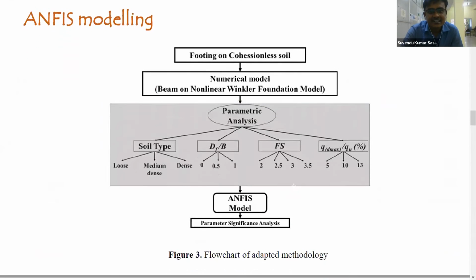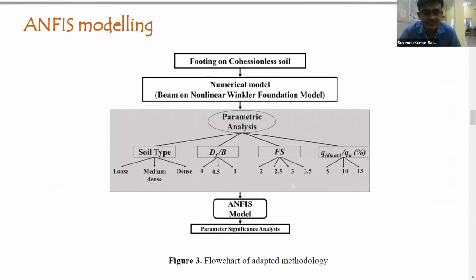For ANFIS modeling, first a footing on cohesionless soil is modeled using beam on nonlinear Winkler foundation. Three types of soil as discussed are taken. The depth of embedment by the footing width ratio is taken as 0, 0.5 and 1, and 4 factor of safety values are also taken, 2, 2.5, 3 and 3.5. The intensity of a cyclic load is 5%, 10% and 13% of the ultimate bearing capacity of the foundation.